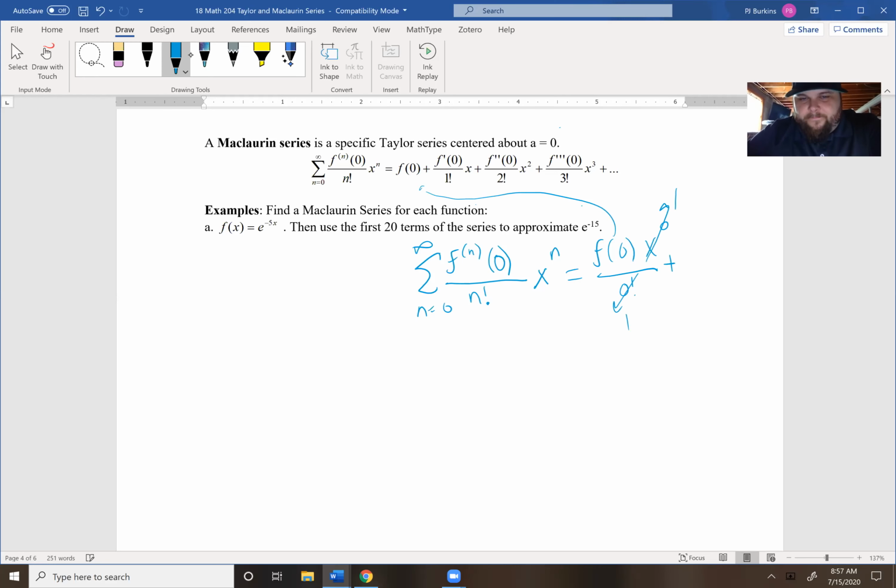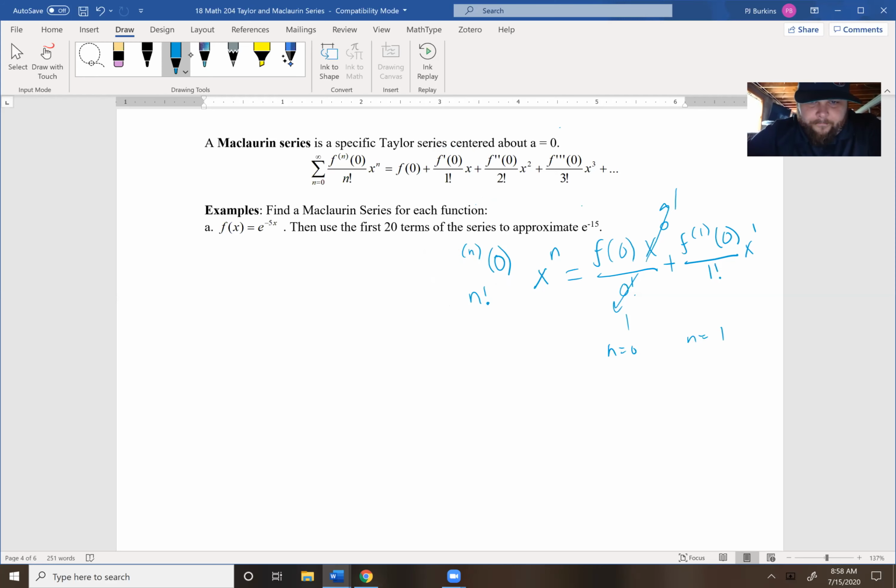The next term is when n equals 1. So this was n equals 0, n equals 1. So this would be the first derivative evaluated at 0 divided by 1 factorial times x to the first. That's that term. And you just keep going up from there.